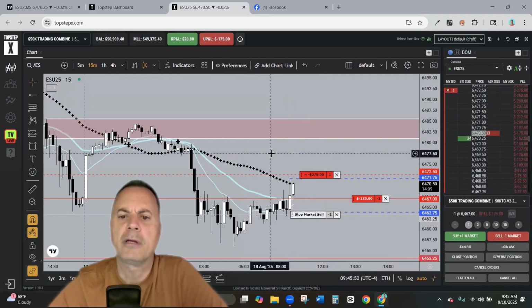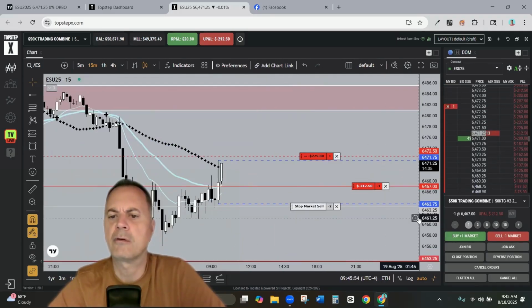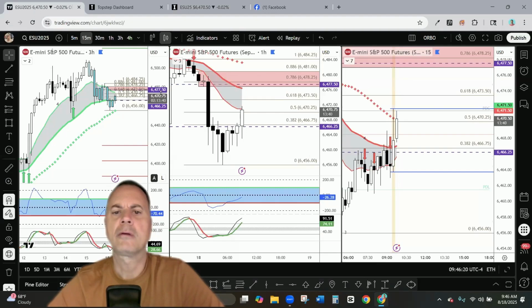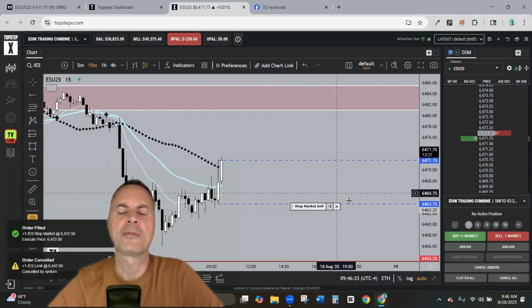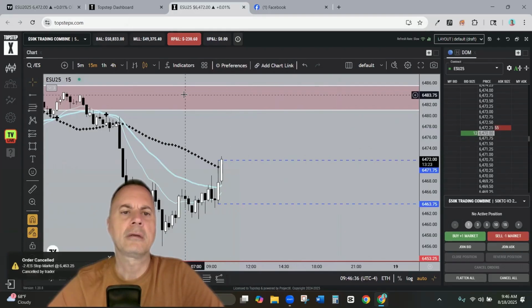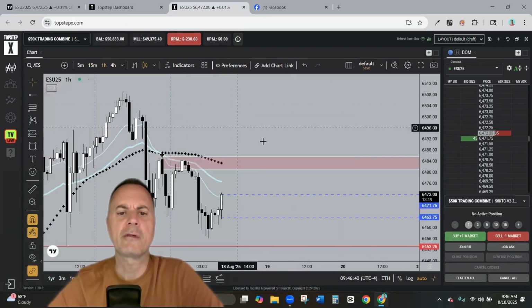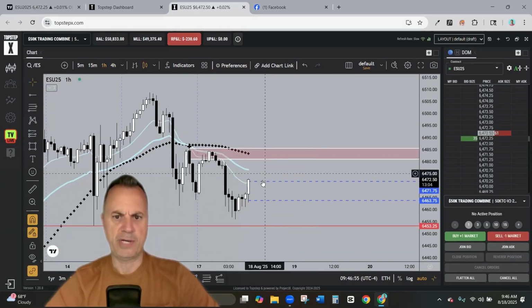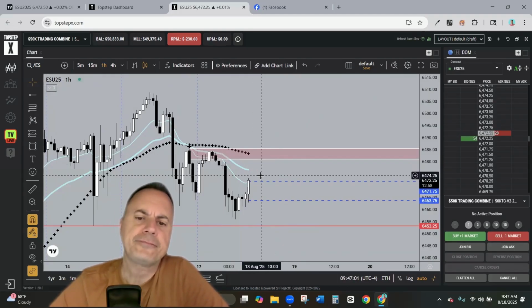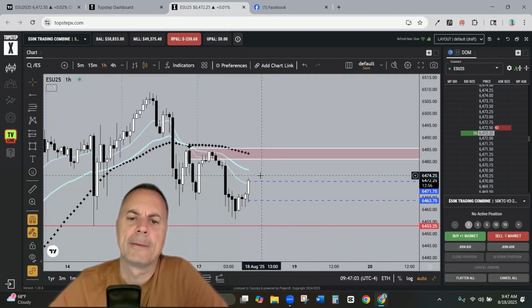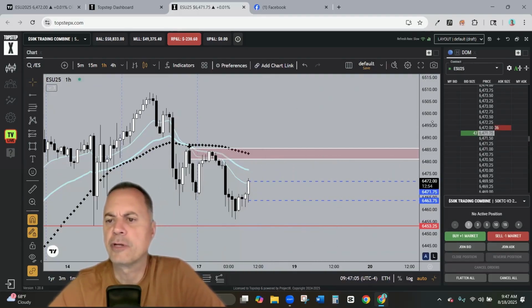Let me get rid of that. This looks like it is going to, what's it look like here? Pulling back, maybe wants that 618. Ah, ripped through. Okay, no biggie. That is the cost of doing business. Not a big deal. Pulling back into that 1 hour trend cloud there. Pulling back into the 1 hour trend cloud.